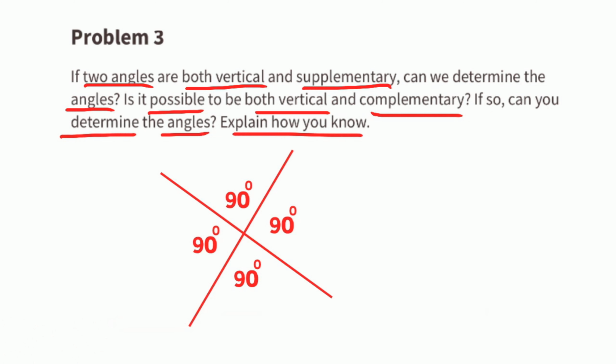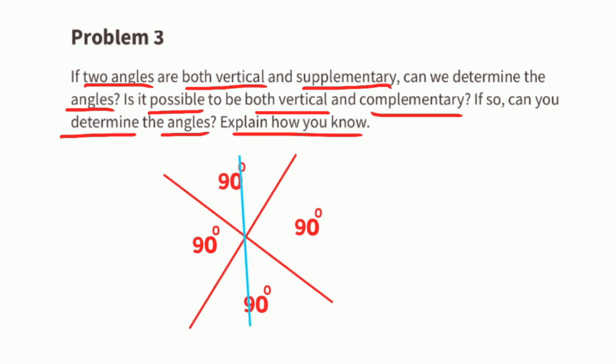The next question says, is it possible to be both vertical and complementary? Complementary angles add up to be 90 degrees, and vertical angles are identical. So what number plus itself equals 90 degrees? 45.